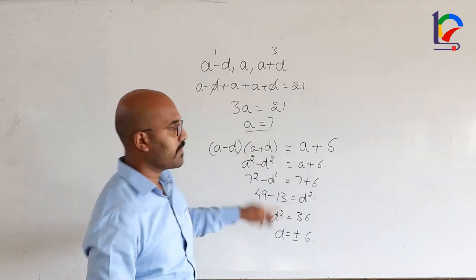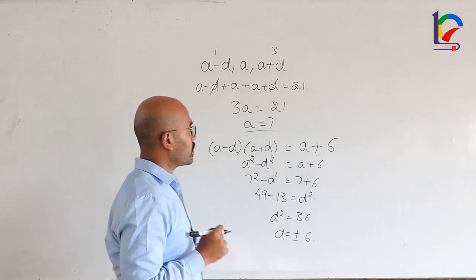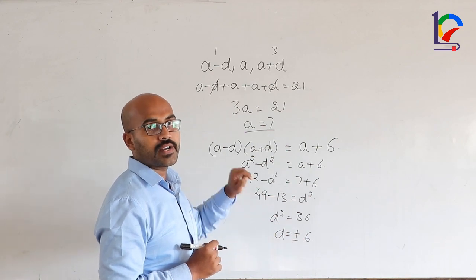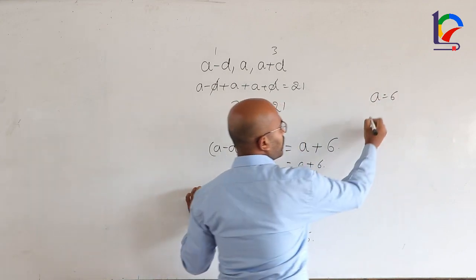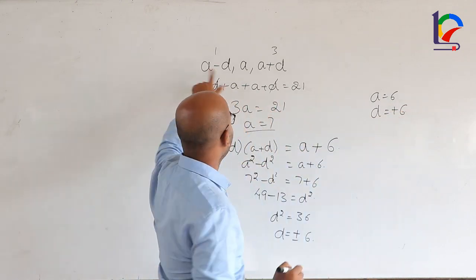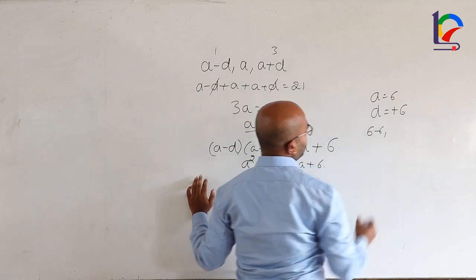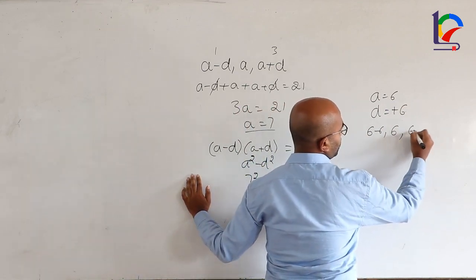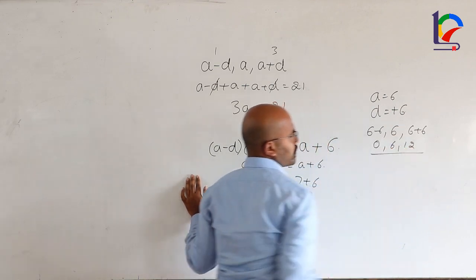So we know the value of A and we know the value of D. What we need to find is the 3 terms. In this case we have got D as plus or minus 6, so you need to take both the situations. Here A is 7. In the first situation D is plus 6. So the 3 terms will be A minus D, that is 7 minus 6, which is 1. Then the second term A is 7. The third term A plus D is 7 plus 6, which is 13. So this is the first situation.